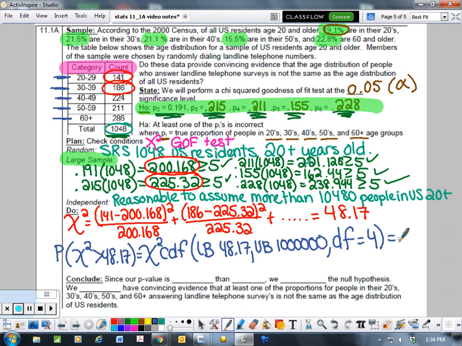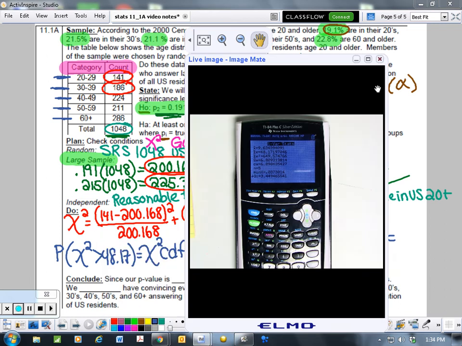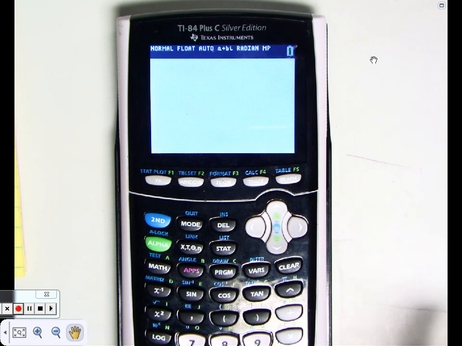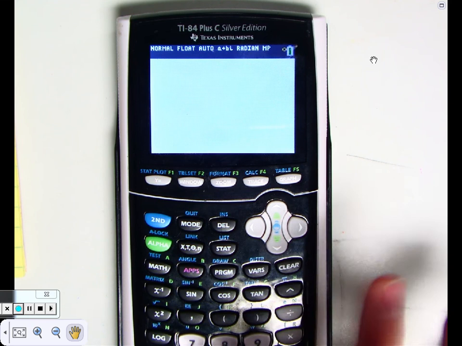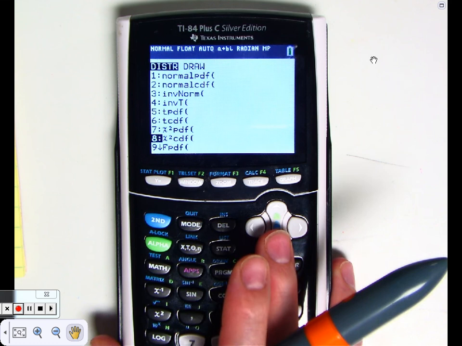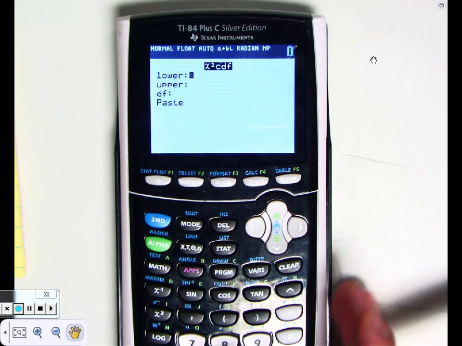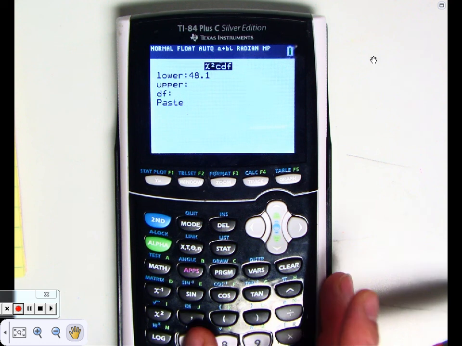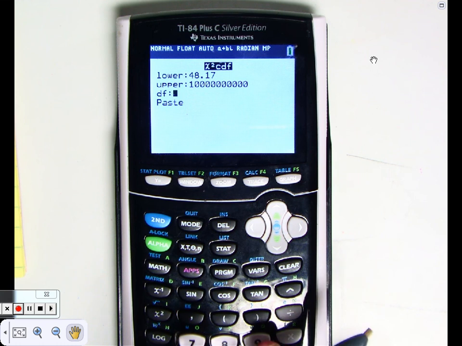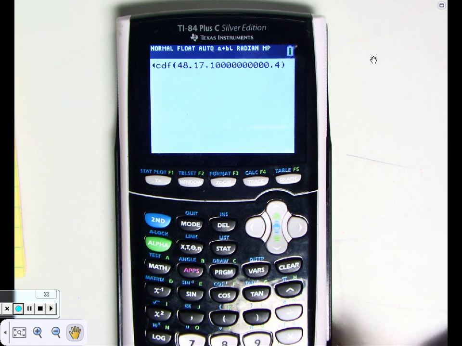So let's figure out on our calculator where that actually is. So let's go back here. Ooh, my screen's starting to go dark. Okay, so I cleared out that. I'm now going to go to the distribution menu, so second vars, and we're going to arrow down and see there's the chi-squared PDF. We're doing chi-squared CDF. So we're now going to use that 48.17, I think that was. Something just really, really big for the upper. Degrees of freedom was 4, I believe. And then paste. And so now we hit enter and we get our probability value.